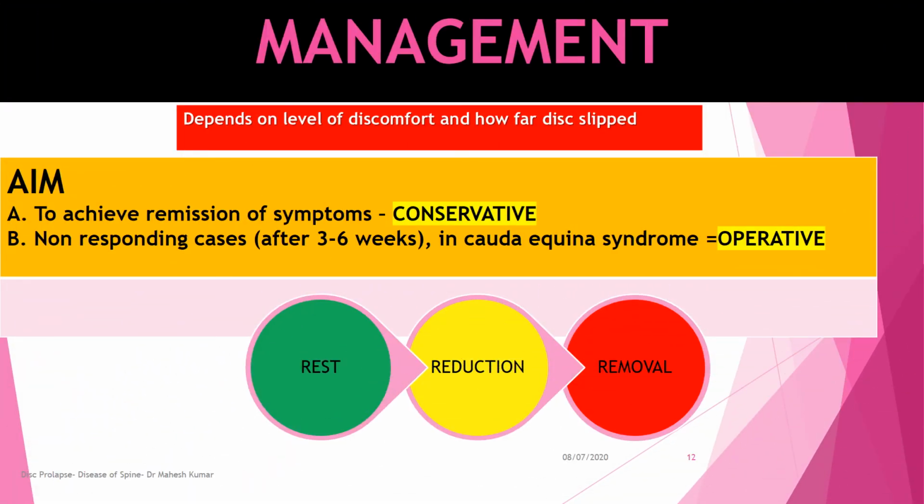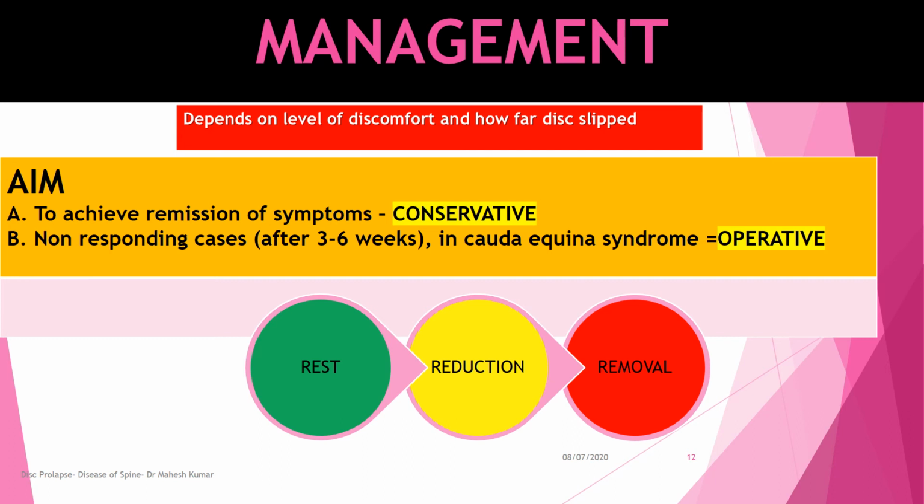How to manage a case of slip disc or prolapsed intervertebral disc? It depends on the level of discomfort and how far the disc has slipped. The aim is to manage either conservatively or operatively. To achieve remission of symptoms, the conservative method is best. In non-responding cases, after 3 to 6 weeks of conservative treatment, or in cauda equina syndrome, the operative treatment is the choice.